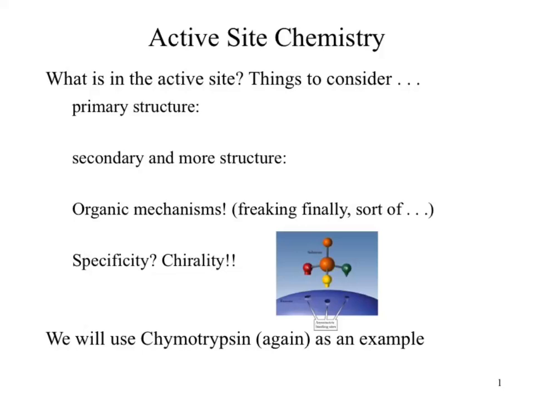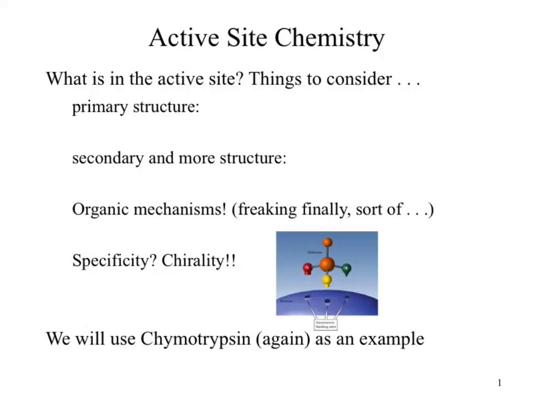Oh, yeah. So within the active site, what we're going to be concerned about is our primary structure, secondary, and larger structure, because that's ultimately how it's going to grab or wrap around our individual substrates. Then we'll look very briefly at organic mechanisms, because that's the next aspect. The only thing I want to mention about specificity or chirality is that a lot of your enzymes will wrap very specifically around very specific substrates. You have to have a very particular pattern for it to react with that substrate.